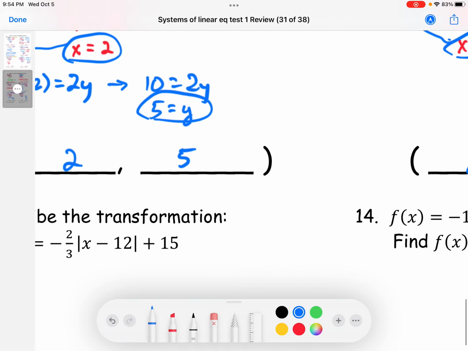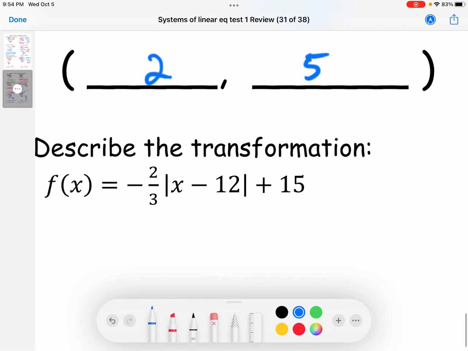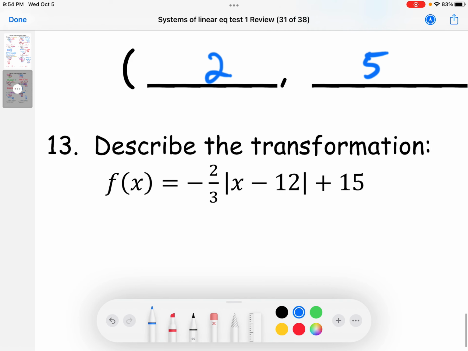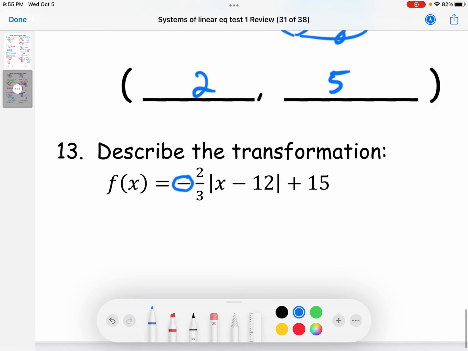Let's go ahead and do these reviews. These are review problems just real quick, from our previous units that we've done. The first one is describing the transformation. This is an absolute value function. The first thing I notice is the negative sign out here in front. So that means it's going to be reflected over that x-axis.